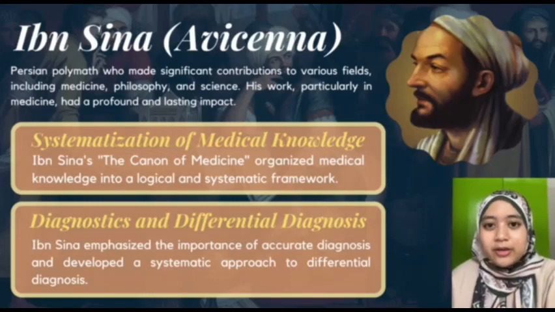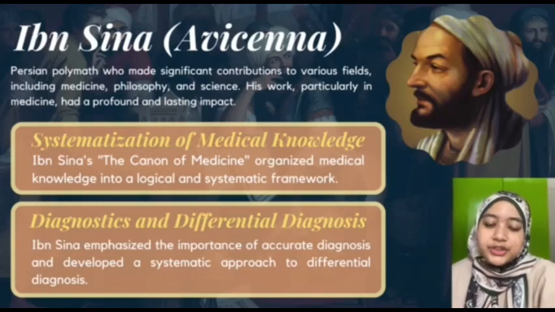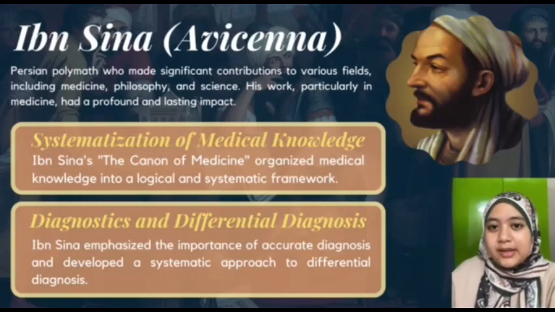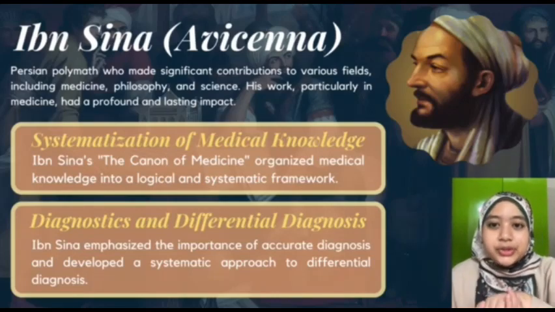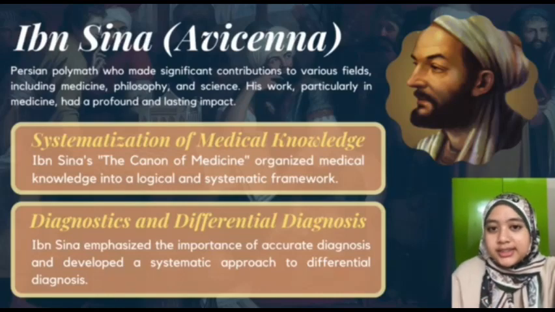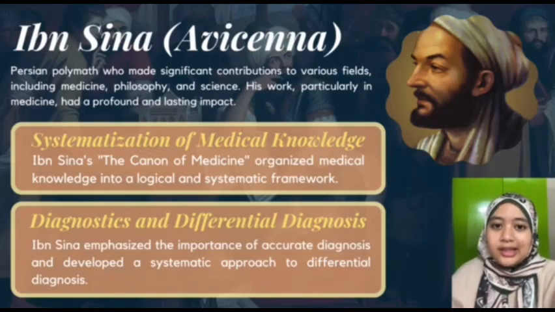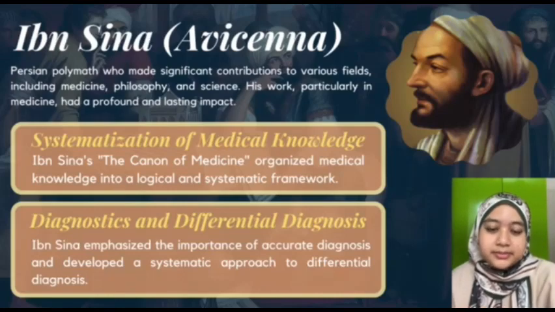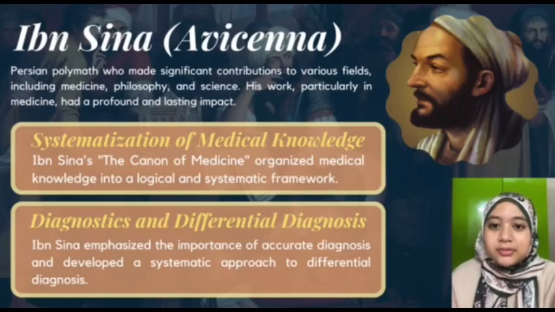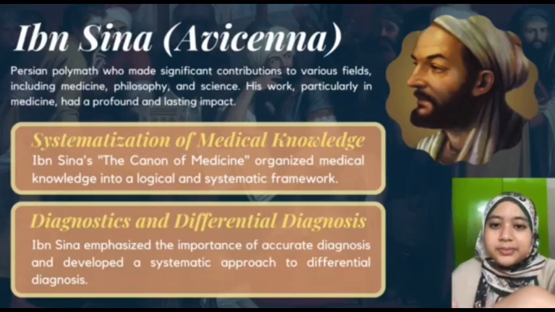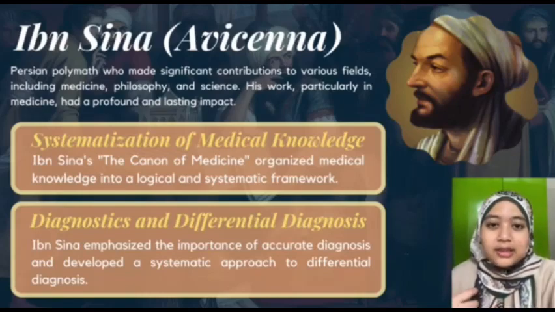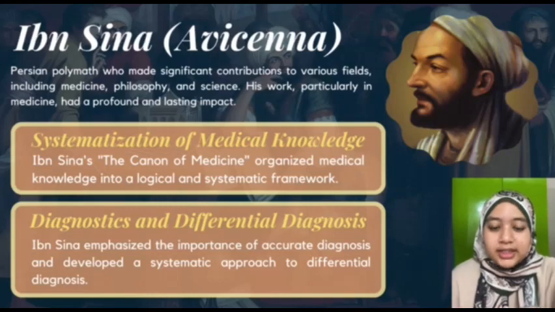And next, Ibn Sina also contributed to diagnosis and differential diagnosis. Ibn Sina emphasized the importance of correct diagnosis and developed a systematic approach to differential diagnosis. He stressed the need for detailed patient history taking, physical examination, and observation of symptoms. Ibn Sina introduced the concept of signs, which are objective indicators of disease, and symptoms, which are subjective experiences reported by the patient, and also discussed the significance of prognosis.